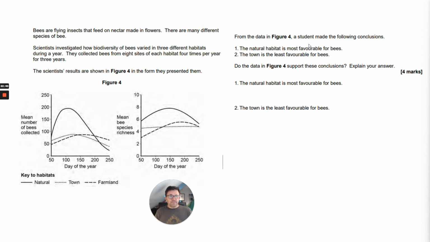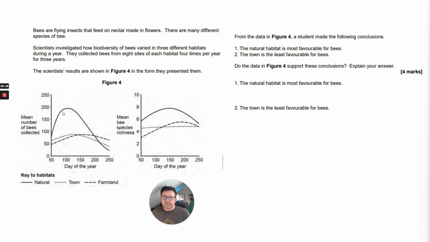But in this question, they're saying from the data in figure 4, which is shown there, a student made the following conclusions. So 1, the natural habitat is most favorable for bees, and 2, the town is the least favorable. So do the data in figure 4 support these conclusions? Explain your answer. 4 marks, so it's 2 marks for the first point, for the natural habitat is most favourable, and 2 marks for the town is least favourable. So again, it's about looking and examining that data that they've given you in the question.